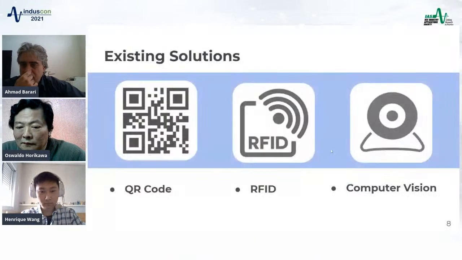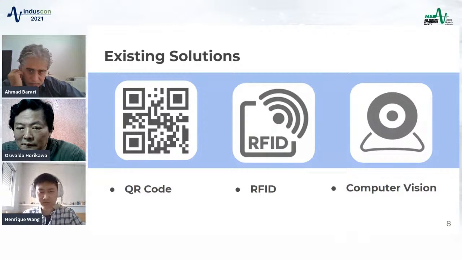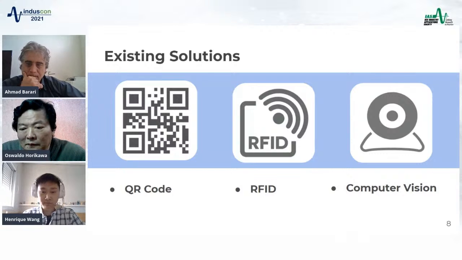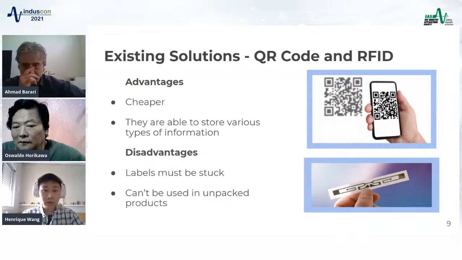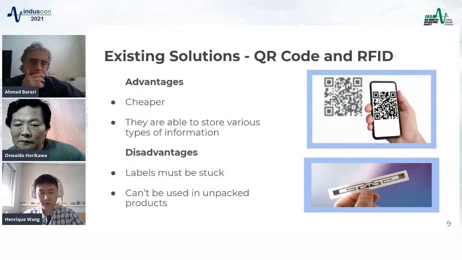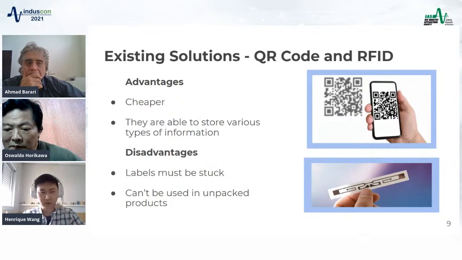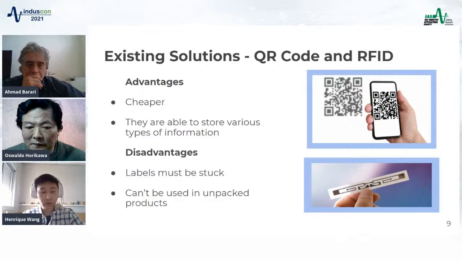Actually, in searching some scientific articles and the market, we found three technologies being applied to design a self-payment cashier: QR codes, RFID, and computer vision. QR codes and RFID are pretty convenient. They are cheaper, and they are able to store various types of information.